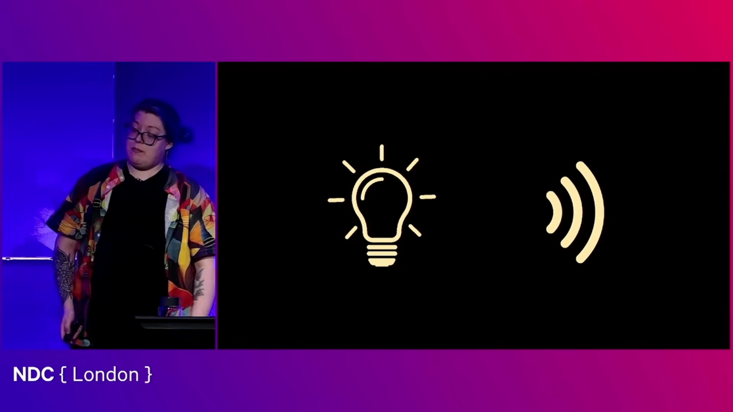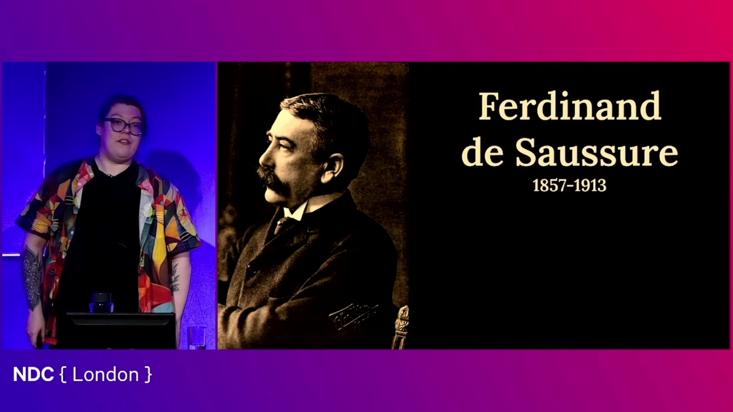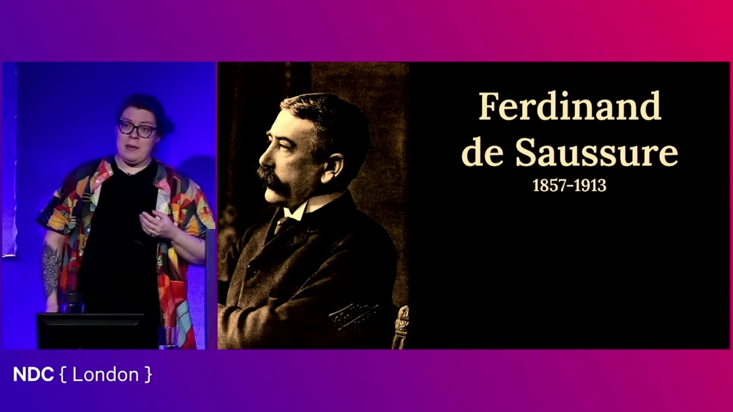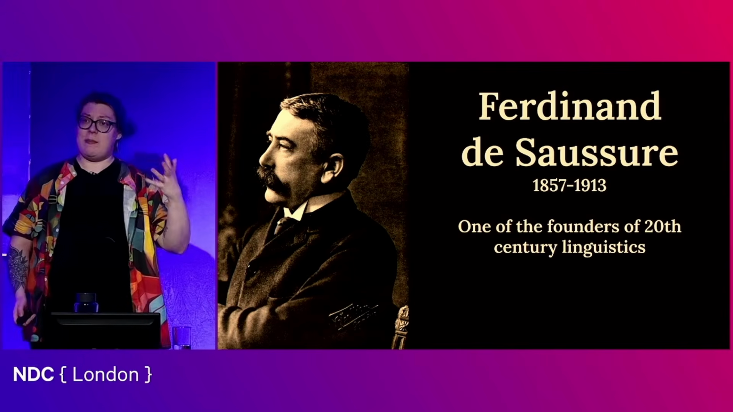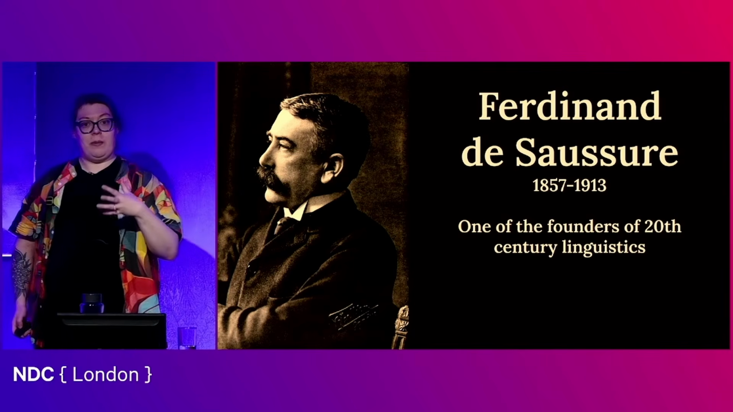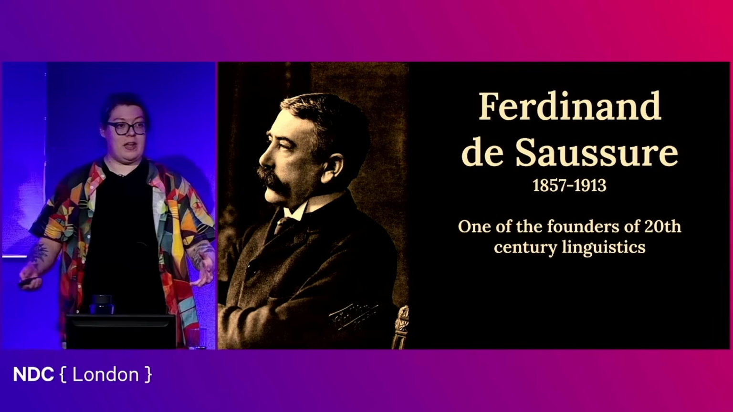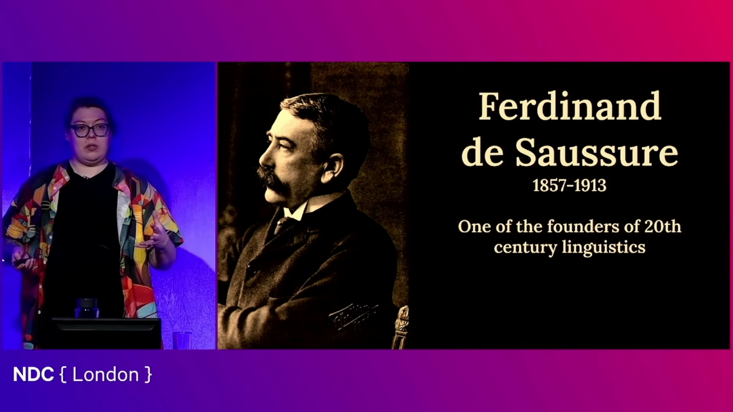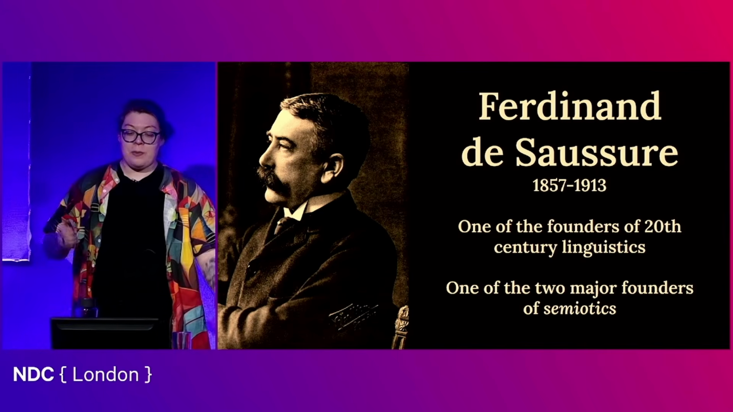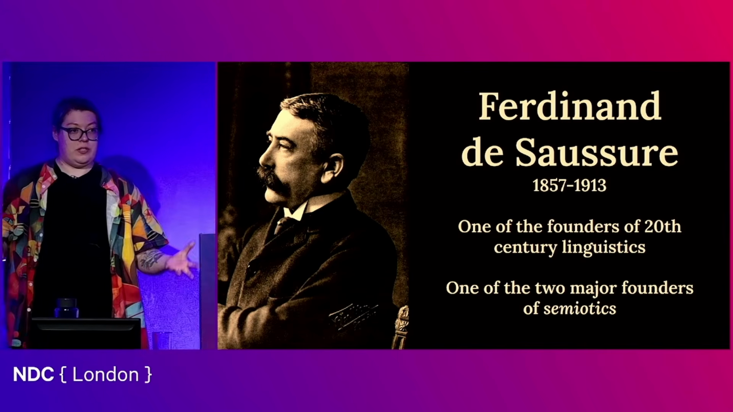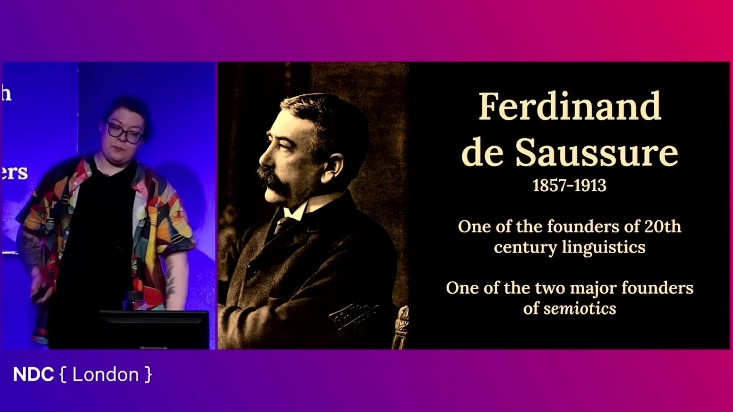And it is now time for us to meet our first philosopher of the day, Ferdinand de Saussure. He was often called the father of semiotics, which is the field that I'm going to be largely talking about today. He was a very influential, seminal linguist. And he's one of the two major founders of the field of semiotics.